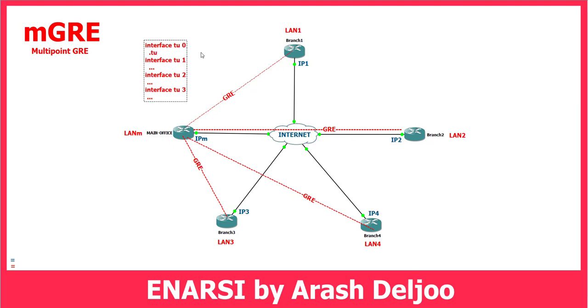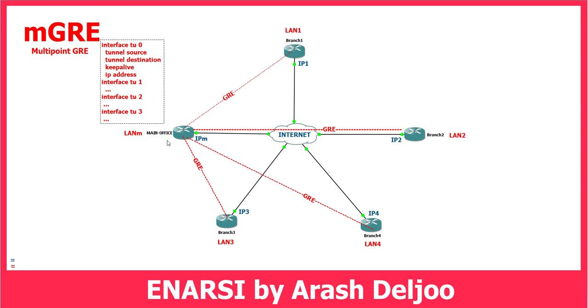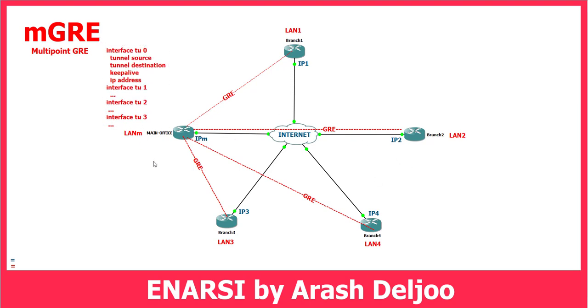For example, you know that in each interface tunnel we configure a tunnel source and a tunnel destination, and maybe a keepalive, in some cases other things. Also the IP address. This means that for enterprises with many branches, we should configure multiple interface tunnels, each with multiple configurations. Also, it is possible that we have more than one main office edge router. For example, we have 2 main office edge routers. Again, we will have many GRE point-to-point tunnels between the main office and the branches.